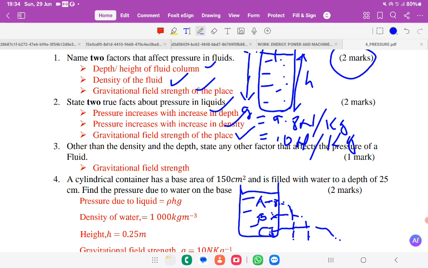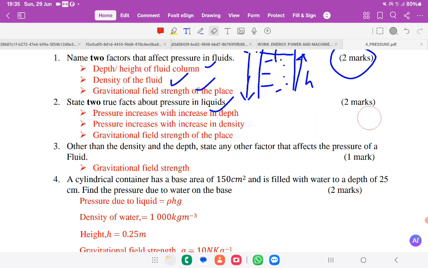The third point is that gravitational field strength would also affect liquid pressure. Let's say you carry out an experiment here on Earth, which has a gravitational field strength of 9.8 newtons per kg, and you repeat the same experiment elsewhere where the value of g is very high. Pressure there is going to be higher than it is here on Earth. Very, very important to note. I hope we're together there.